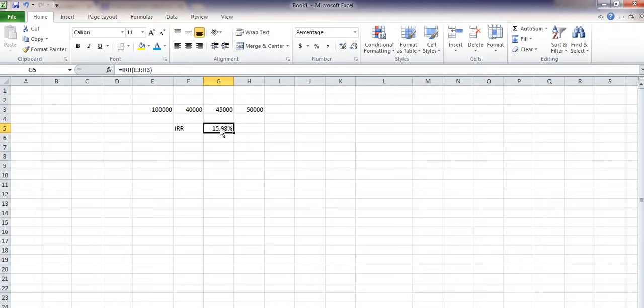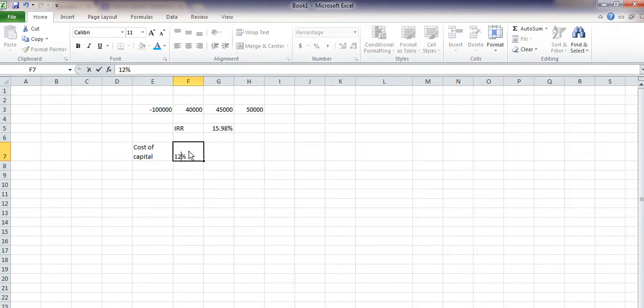What we need to understand here is that there is a cost of arranging this 1 lakh rupees. Means for the project we arranged this 1 lakh rupees at a cost of capital. Suppose it is 12%. Cost of capital for 1 lakh rupees is 12%.